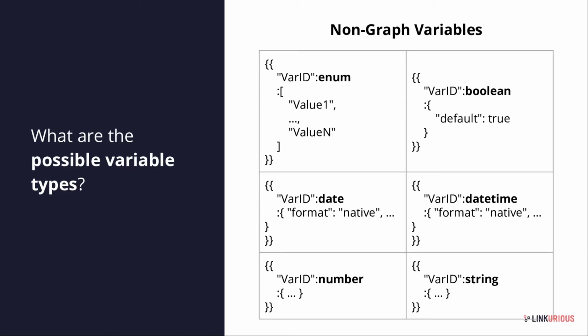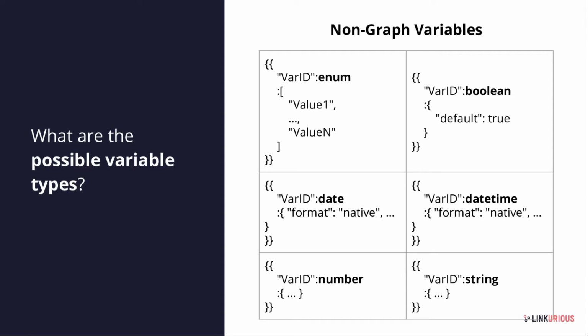A second group of variables are the non-graph variables. So let's see very quickly all the different options. The first one is the possibility to specify an enumeration of values. In this case, the parameter is a mandatory list of different values. Using this specific type, the user will get a list of possible values that you defined here in the query template, and will be able to choose one among them, so that you can use the specific value selected by the user in your query.